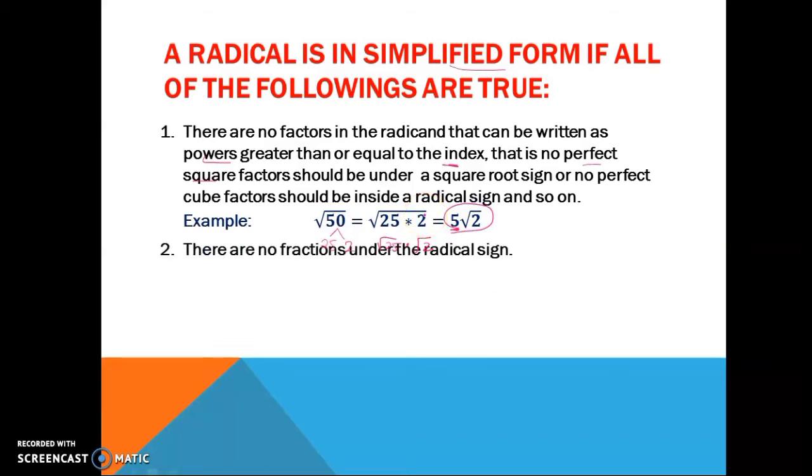Next, number 2, there are no fractions under the radical sign. Sabihin, yan, square root of 5 over 6.